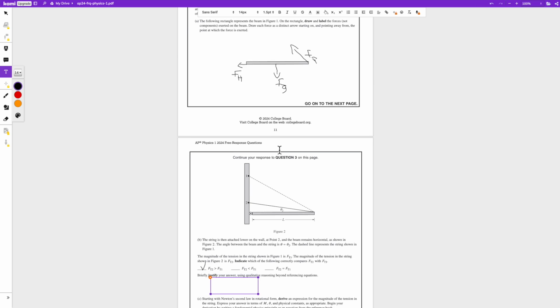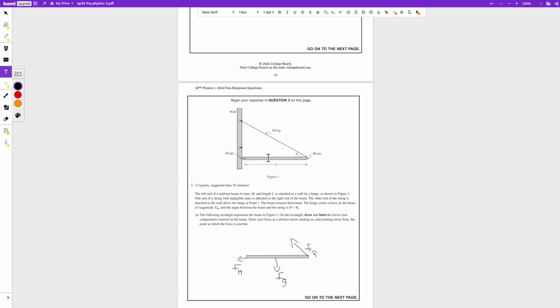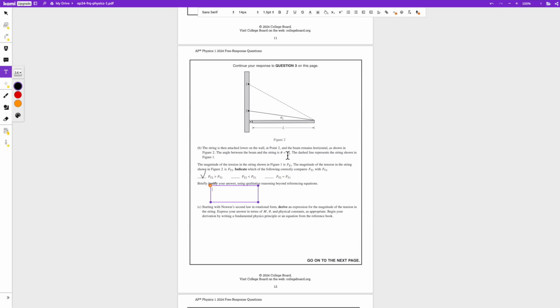So let's think about it. If we look at this from a torque perspective, the only reason the beam isn't moving is because there's a net torque of 0, and the string is exerting a torque on it. Therefore, when you lower the string, the angle is decreasing, so the vertical component of the string's force is becoming smaller. And therefore, to keep the net torque equal to 0, the tension of the string has to increase. So let's just write some bullet points. When the angle decreases, the vertical component of the string's tension also decreases. Now let's extend this.